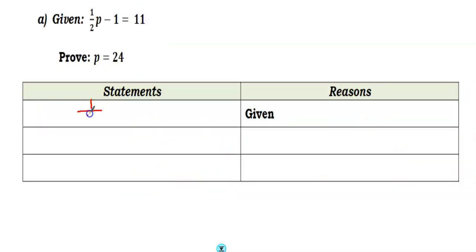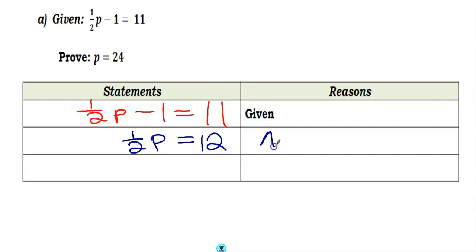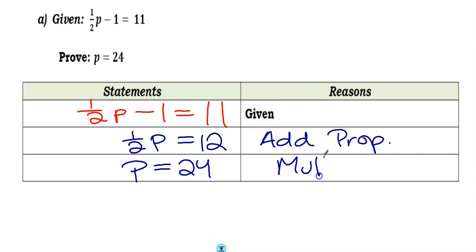So first I'm going to write it down into my chart, and I'm going to look to see what's my first step. Should I multiply by 2 or add 1? I'm first going to add 1. So 1/2 p equals 12. So that is the addition property. And then what is the opposite of 1/2? Well, that's going to be multiplying by 2. Okay, so multiplication property. So what are the two steps to go from given to prove? That's what we're trying to figure out.